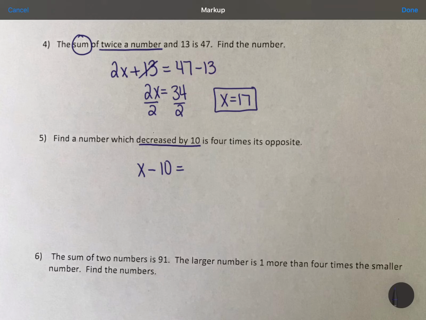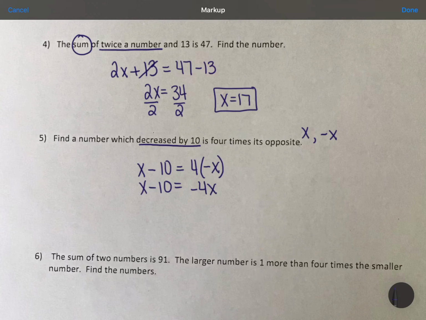An opposite would be, if I had x, the opposite of x is negative x. If I had 4, the opposite would be negative 4. 5, negative 5, and so forth. So we're taking 4 times its opposite. So we want the opposite of my number we chose, which is x. So 4 times negative x. And I do not like the way that looks, so I'm going to rewrite this as negative 4x, because we know that 4 times negative x is negative 4x.